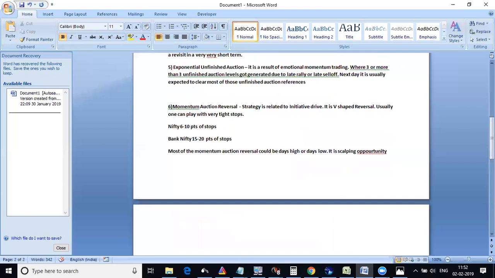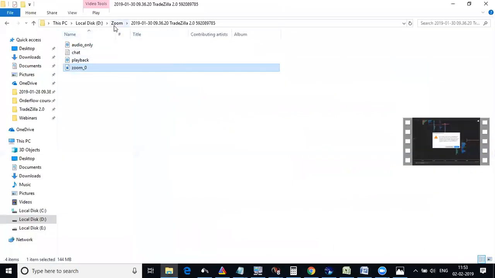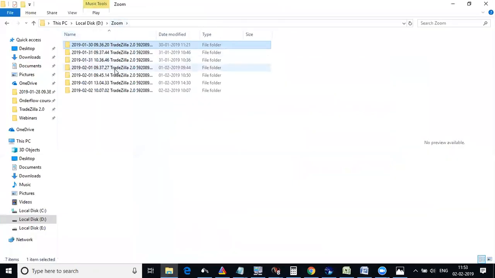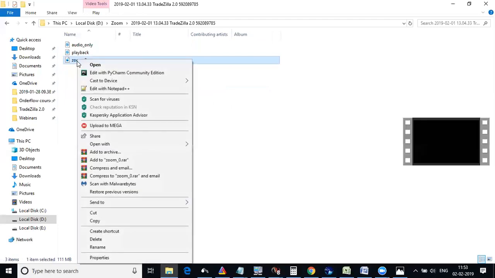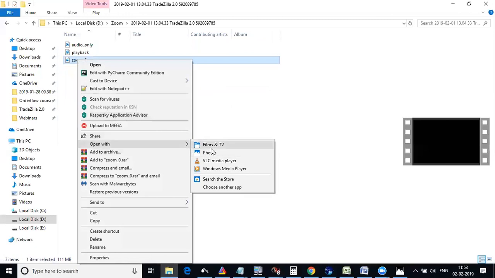It's difficult to explain what a momentum auction reversal is, but I can take the budget day's video. I guess many people missed the budget day's video, but I'll get those videos here. I'll show you how we identify a momentum auction reversal and what kind of risk reward ratio it provided. So yesterday, around 1 o'clock, when the budget almost finished and media channels started speaking, so this is around 1 o'clock.